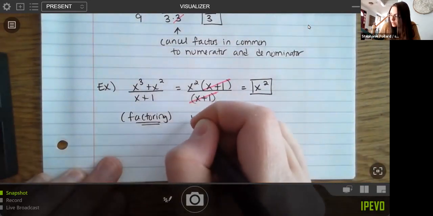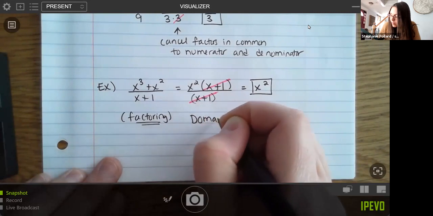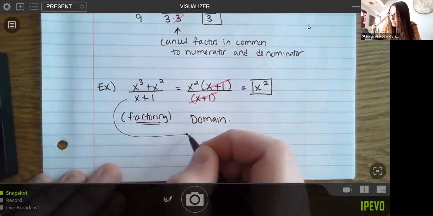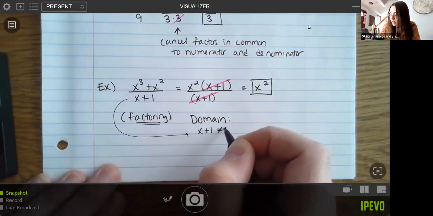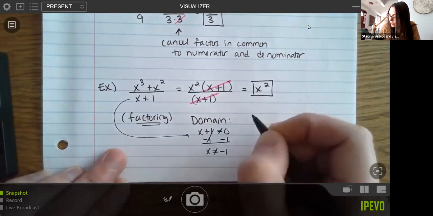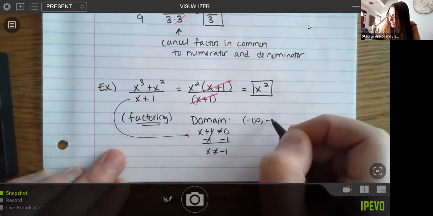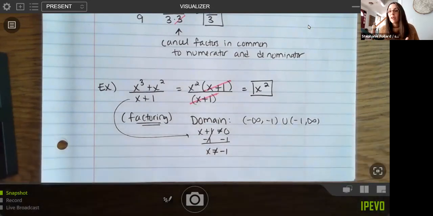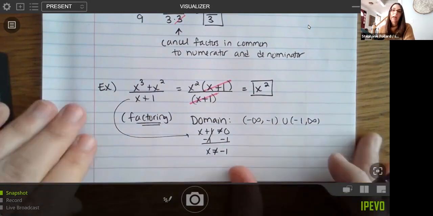So here for our domain, even though it cancels out, you still need to worry about this. So we still need to make sure that x plus 1 is not equal to 0. So we are going to exclude -1 from our domain, even though when we simplify, it cancels out, it doesn't matter. So just be careful when you're doing domain and range that you're also checking those original problems, that original problem when you set it up. All right, let's try another one.